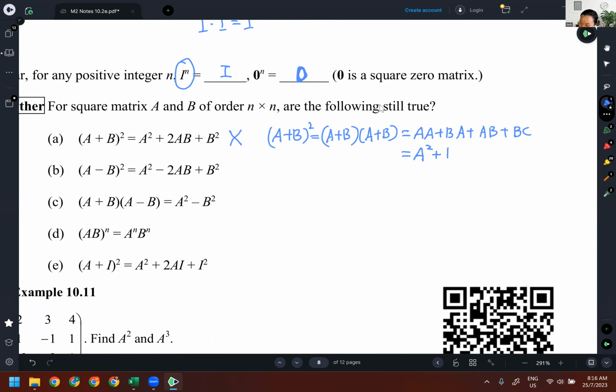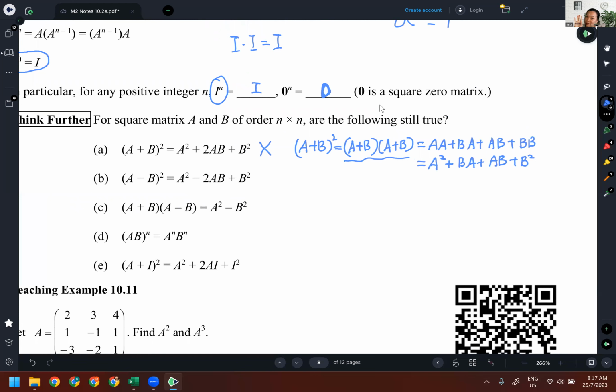Now, that expansion is called the distributive law, the distributive property. You can still distribute. It's just that you cannot say this is 2AB anymore, because BA plus AB is not 2AB. Okay? This is still true. This is not true anymore.